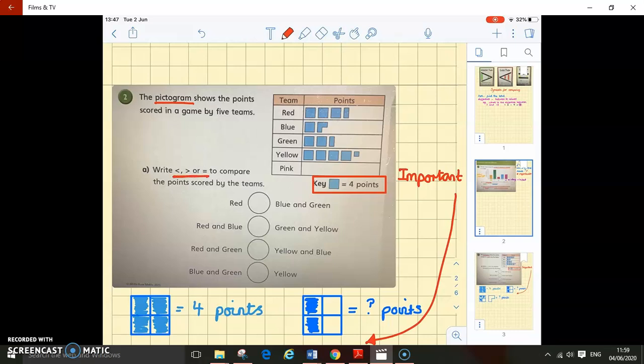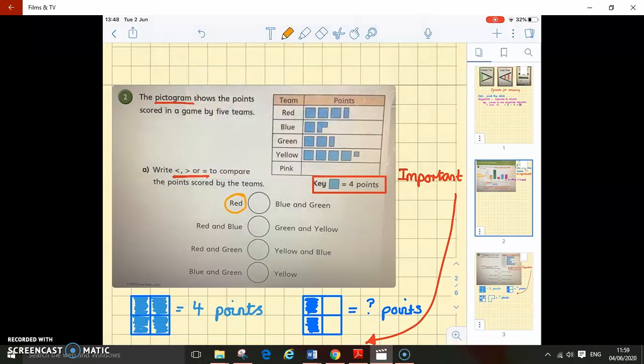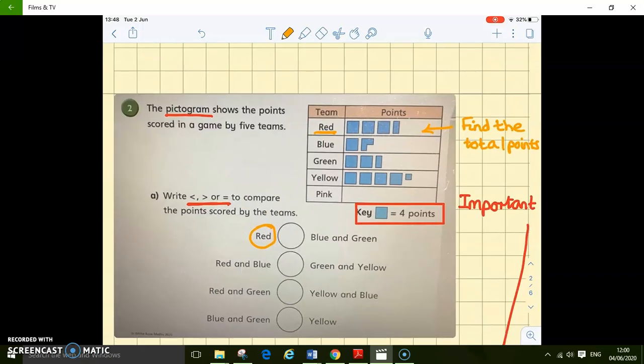And here we're going to have to use these comparing symbols: less than, greater than, or equals to. And we're going to compare the red team and how many points they scored, which we can see here. So we're going to have to work out each side of this before we can compare. And we've done this before. So we're going to have to find the total number of points for the red team.